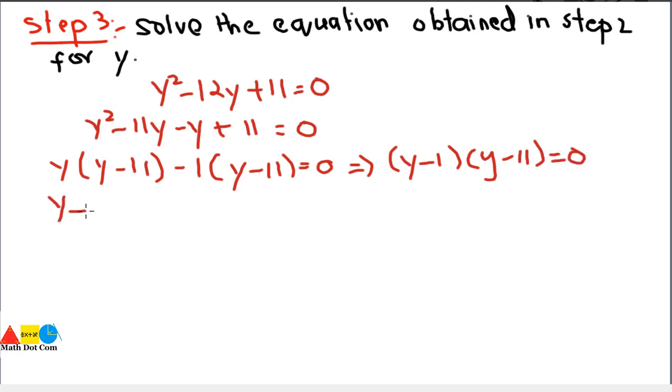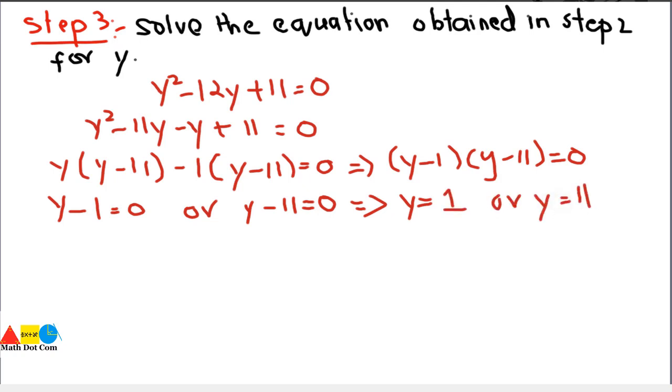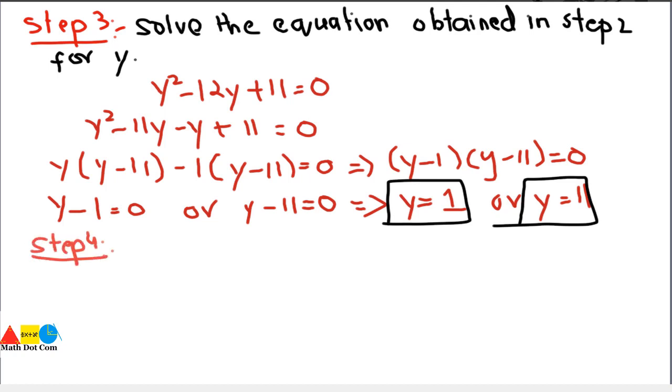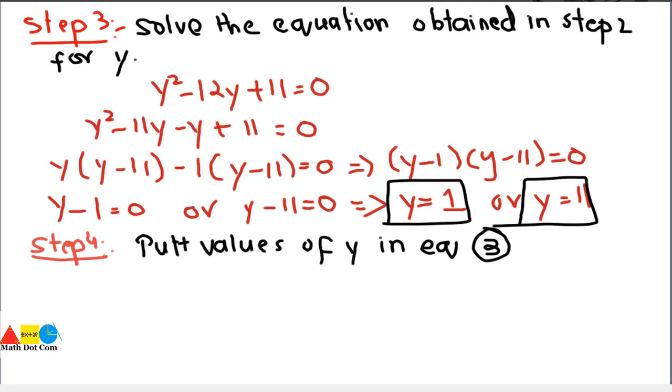That means either y minus 1 equals 0 or y minus 11 equals 0. So we have got two values at this step: y equals 1, or y equals 11. Now, what will be step 4? Step 4 is that you have to put these values of y in equation 3 that we formed in step 1, for finding the value of x.